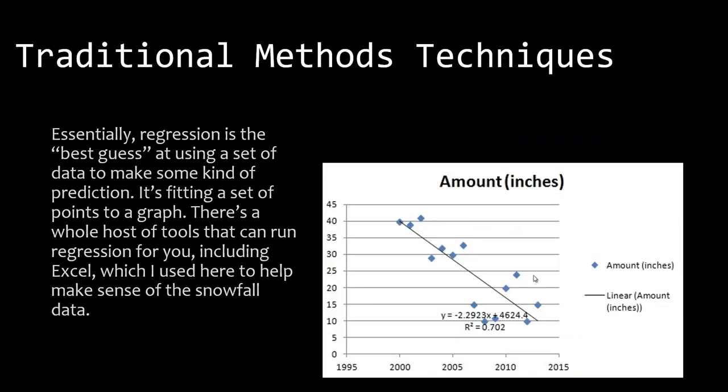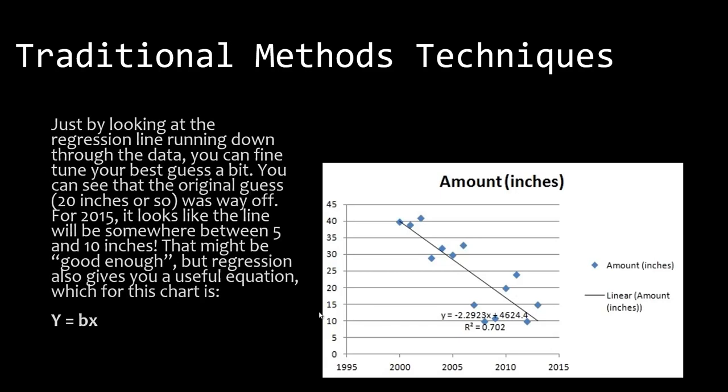What we usually do is, regression is the best guess at using a set of data to make some kind of prediction. It's fitting a set of points on a graph. So we would look at a graph based upon 2000, where you see the amount of inches in each one of them. What we usually do is this linear piece. This is where we draw this linear line to see where all these are plotted and try to find a commonality to be able to actually determine what the future may hold. In this case, 2015, 16, and so on.